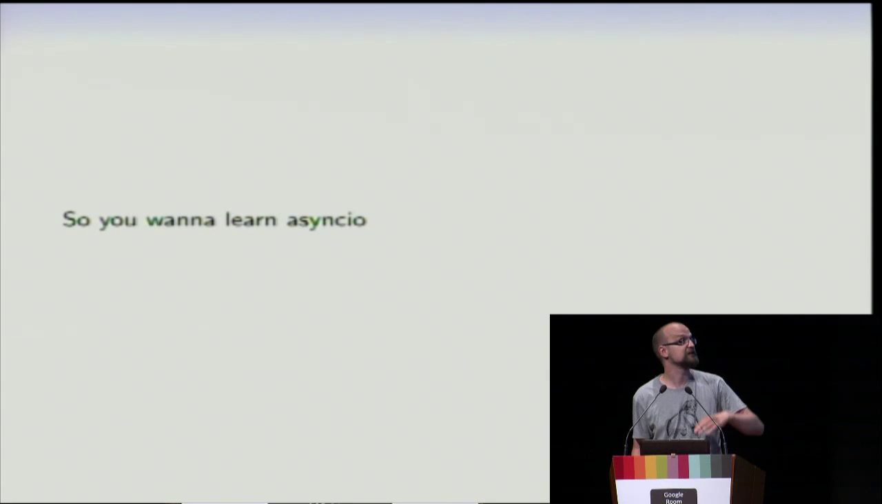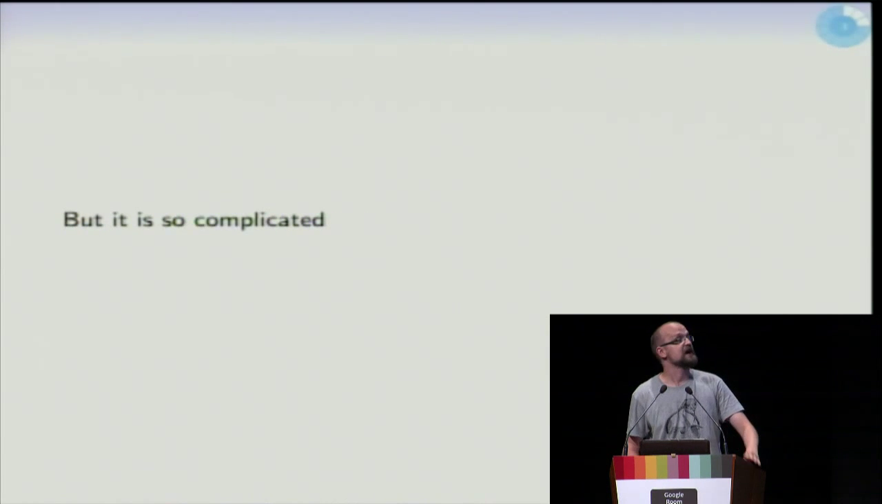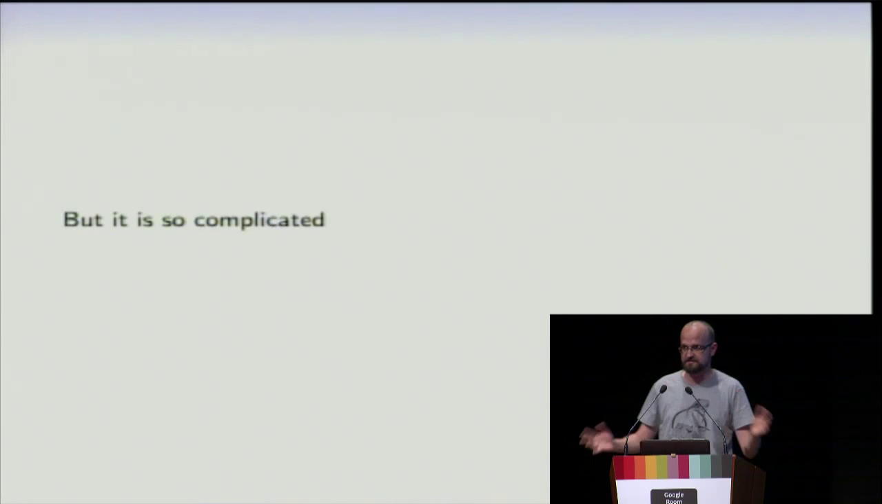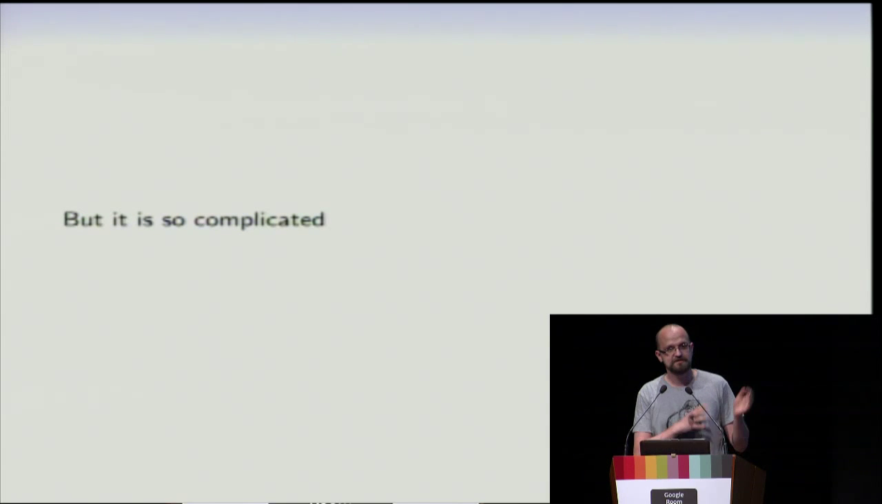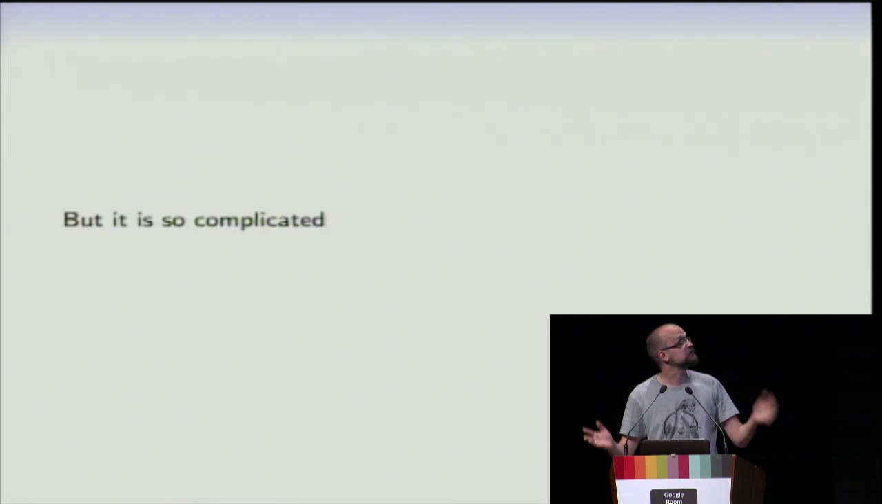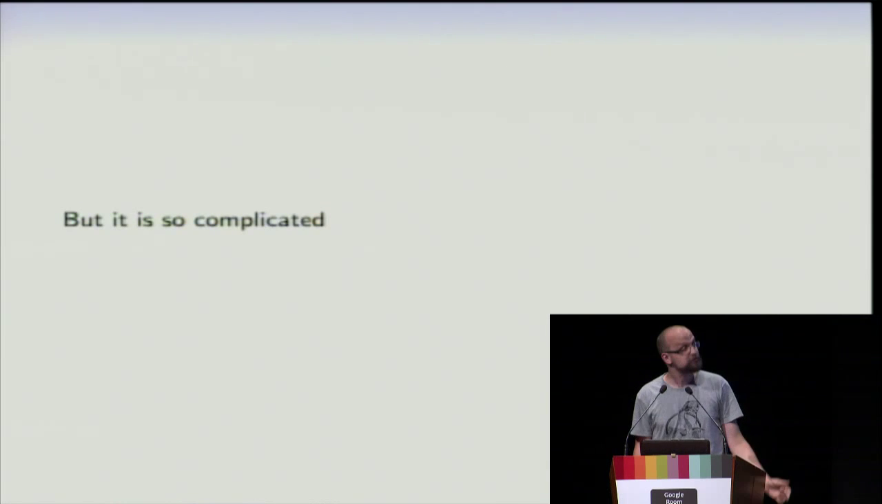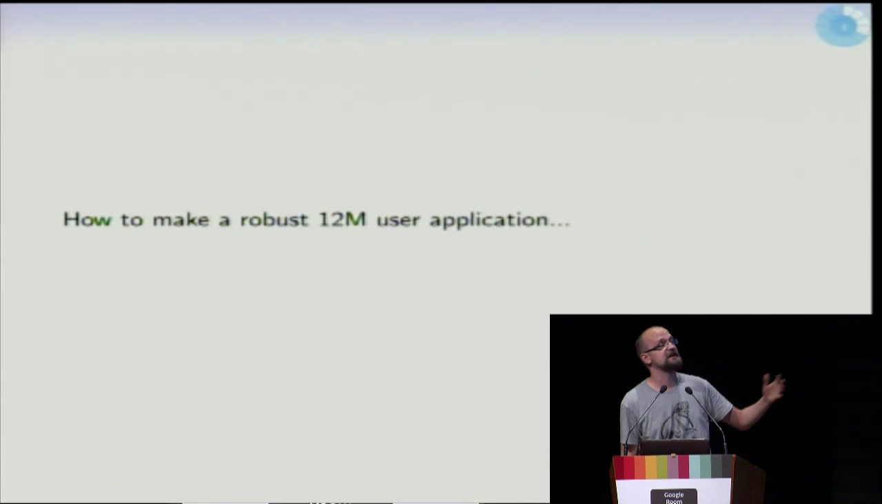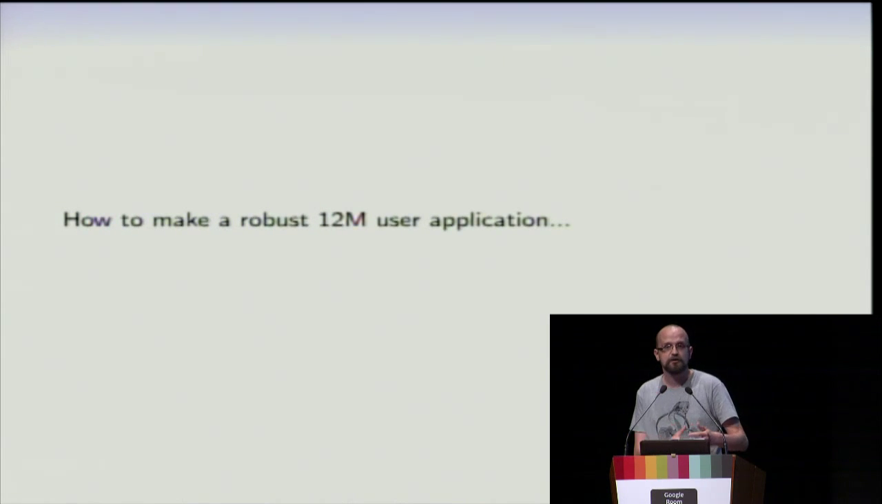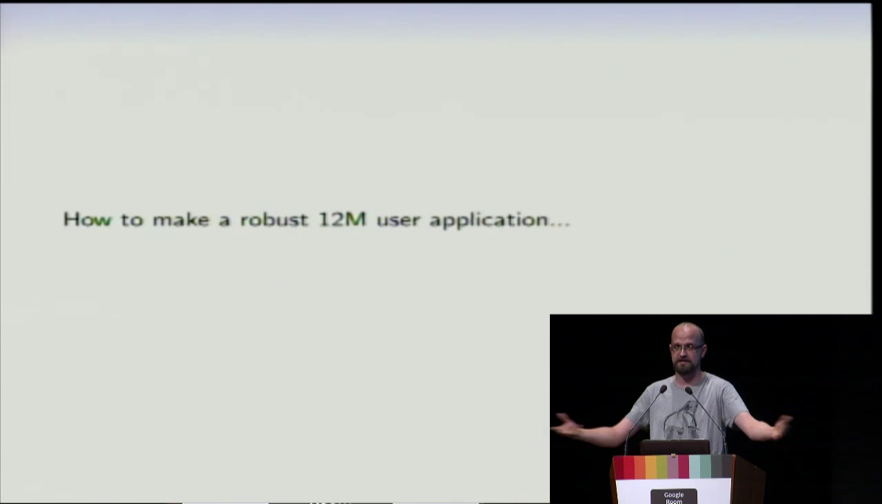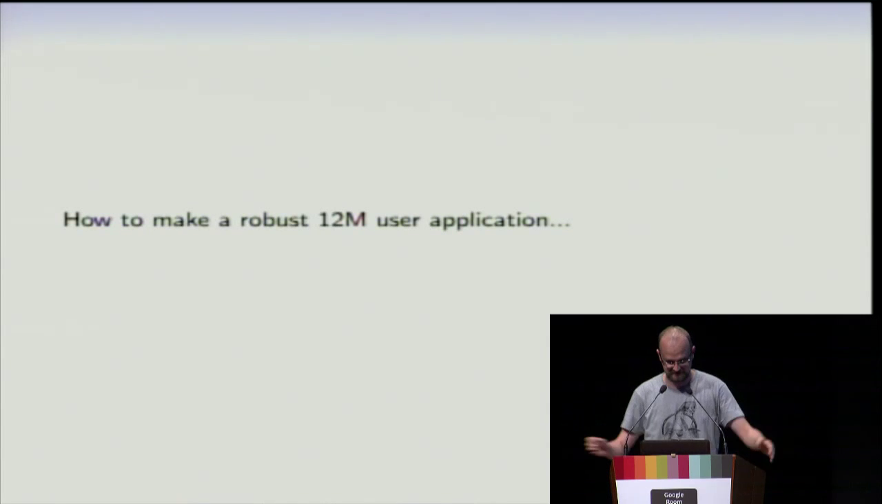Okay. So everyone is all the rage about asyncio, so you also want to learn asyncio. But then you look into the documentation, and it is so complicated. There are all of these features, coroutines, tasks, and whatnot, and you don't know how to start. Then you go to the conference, and everyone is like, I'm going to show you how to make a 20 million user application with asyncio, and you say, oh, it's not for me because it's so hard.